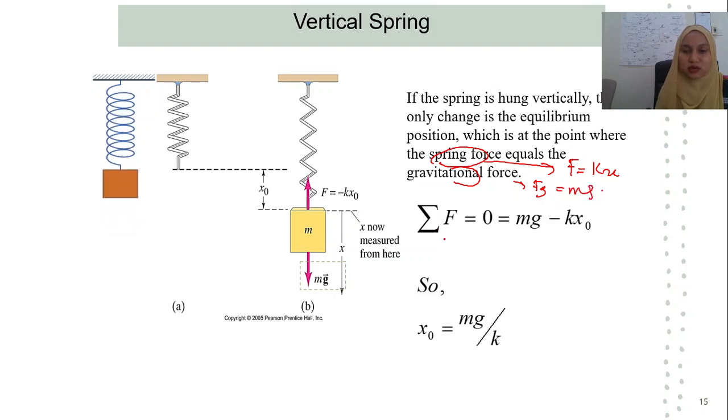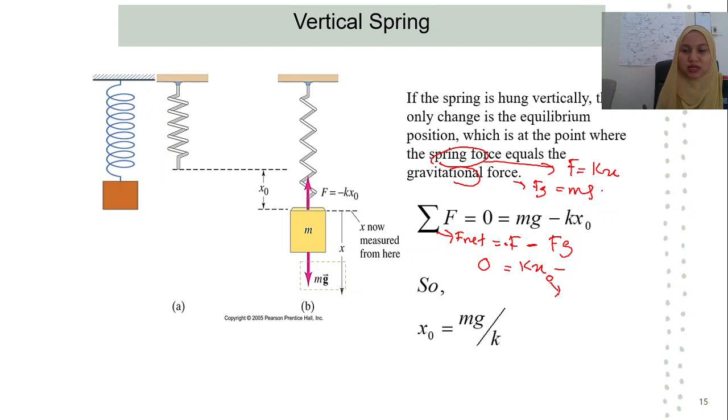So by using the equation, the summation of F, the total F net, is equal to F minus Fg. So why is it minus here? Because as you can see here, F is going upward, so Fg is going downward. That's why this one is positive and this one is negative, because the gravitational force is going downward. Alright, so 0 equals kx minus kx naught.